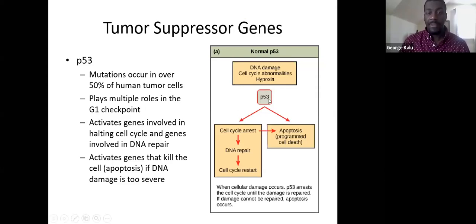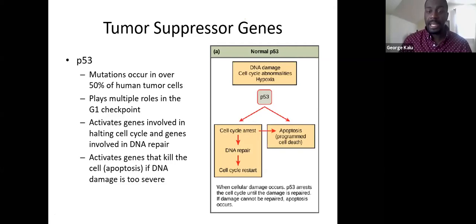When you have a normal P53 gene, it's going to do one of two things. It's going to cause the cell cycle to stop, to arrest and halt. When it halts, it has one of two options. Option A is it can stop and allow some DNA repair. Once the DNA gets repaired, it will cause the cell cycle to restart, and you continue going through the cell cycle.